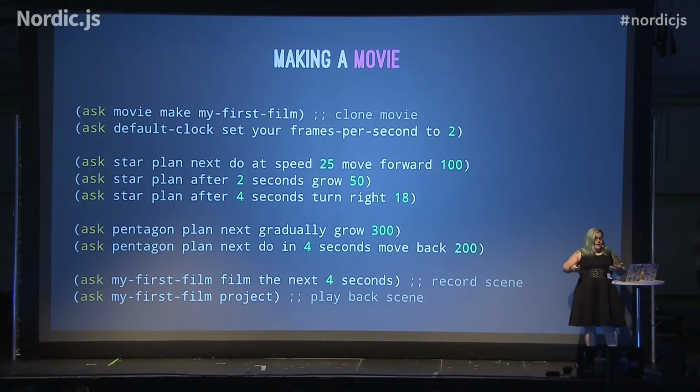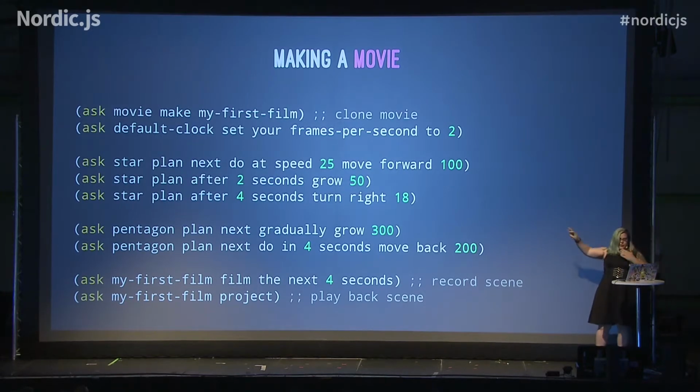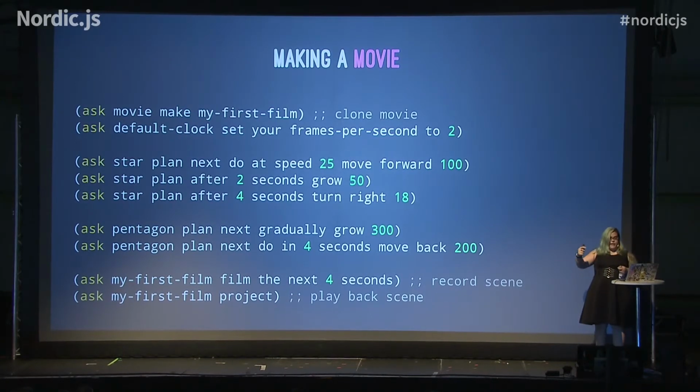So looking at the code, let's look at the first line here. You can see the cloning I mentioned before. It just sends the make message. So ask movie make. That sends the make message to the movie actor and creates a new actor. That's its internal thing. And then when it's done creating it, it assigns that new value to a variable called my first film. So you just have this movie thing in the Director world.